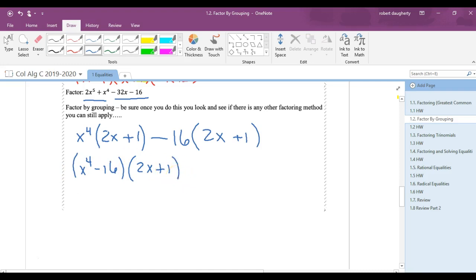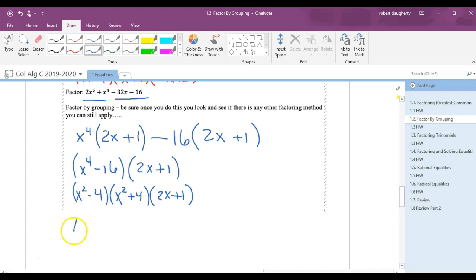I've made no mistakes, but I'm not done. Why am I not done? Yeah, this is the difference of two squares. This is what? X squared minus 4 times what? X squared plus 4, and I still got that 2x plus 1. Again, I have made no mistakes, but I'm still not done. Why am I not done? Yeah, x squared minus 4 is still the difference of two squares.